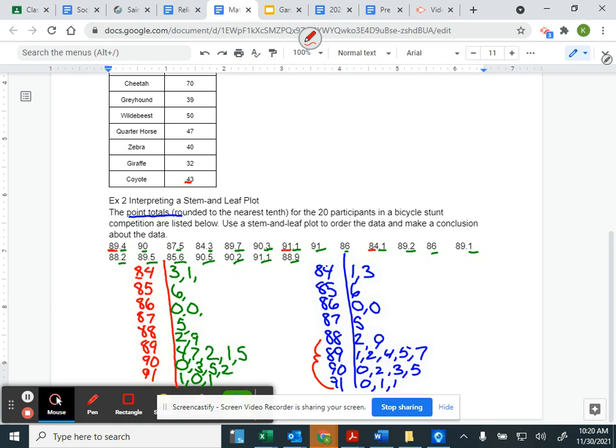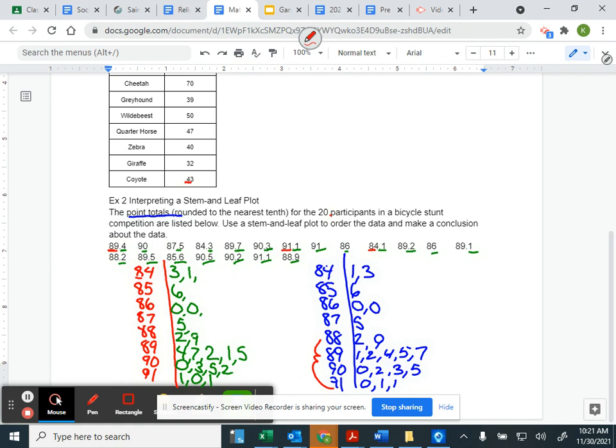You could say that the top half have less numbers than the bottom half. Not numbers, participants. So there are more participants who scored in the 89 to 91 points. Okay, fewer participants scored below 89. That would be a conclusion that we can draw. So you can look at where all of your numbers are falling and you can draw a conclusion from that.